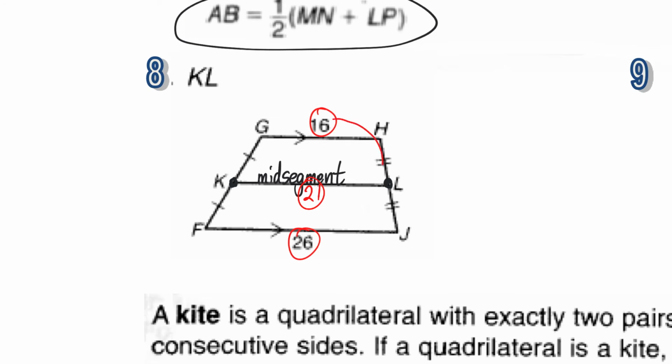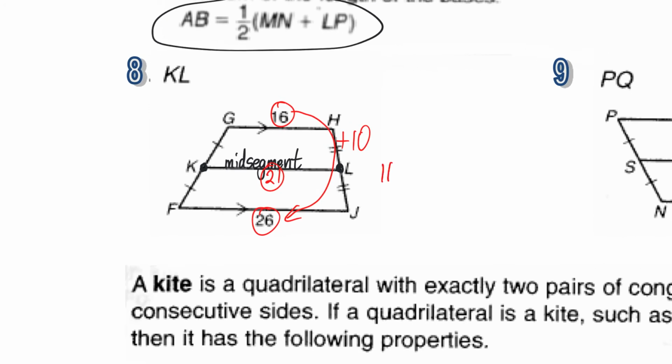If you think about it like this, how far is it from 16 to 26? It's 10 units. I want to know what's halfway between there, so what's half of 10? 5. If you add 5 to 16, what do you get? 21. If you take 5 away from 26, what do you get? 21. So the easy way to do that is just to average them. Just do 16 plus 26 divided by 2, and that'll give you the same thing. It'll be 21.